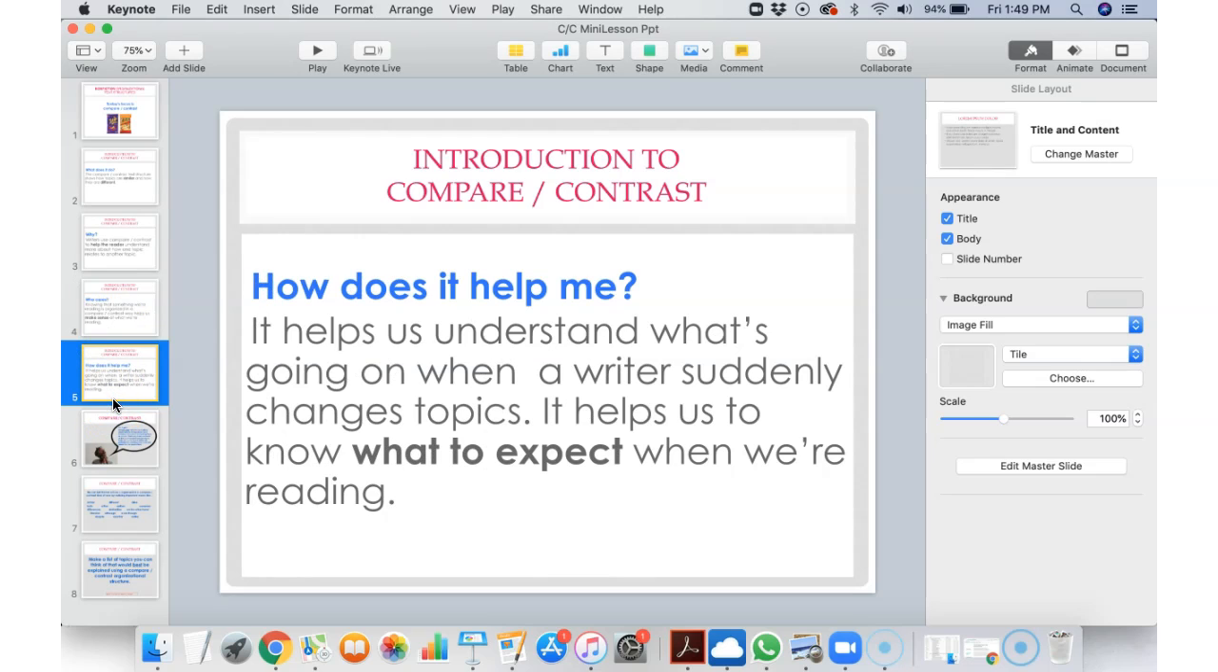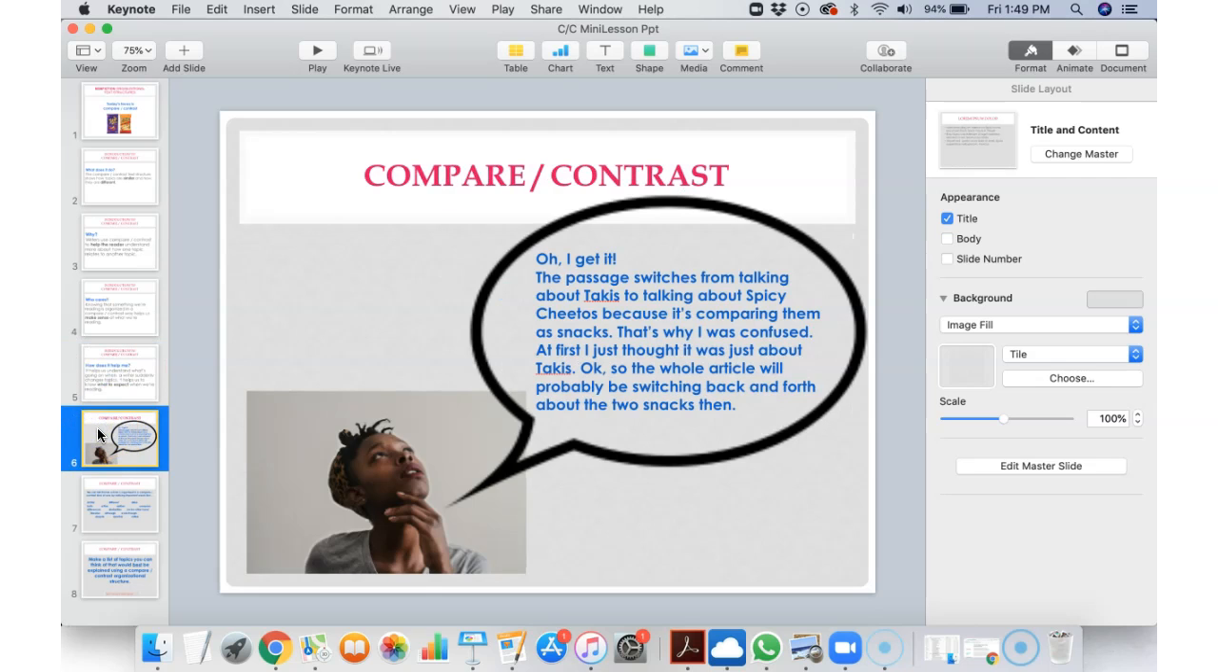So again, how does it help you? Well, it's kind of what we just talked about. It helps us as readers understand what's going on when a writer suddenly changes topics. It helps us to know what to expect when we're reading. So think of it like this: hypothetically, if I'm reading a passage that talks about Takis and then it's talking about spicy Cheetos, maybe they're together in the same article because the writer is comparing them.